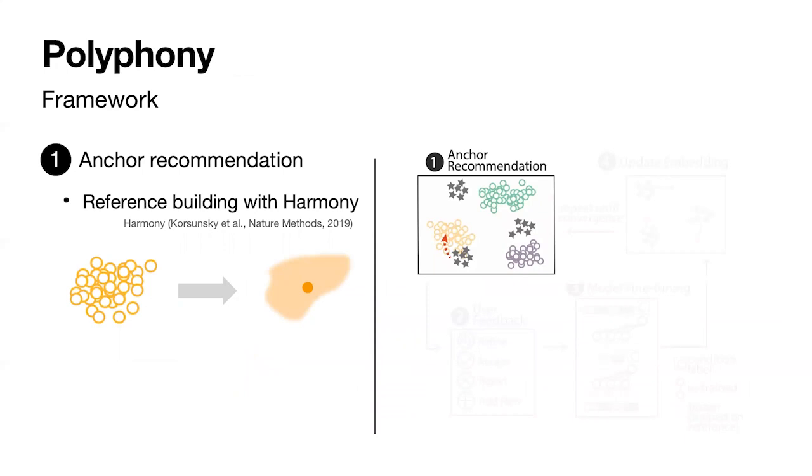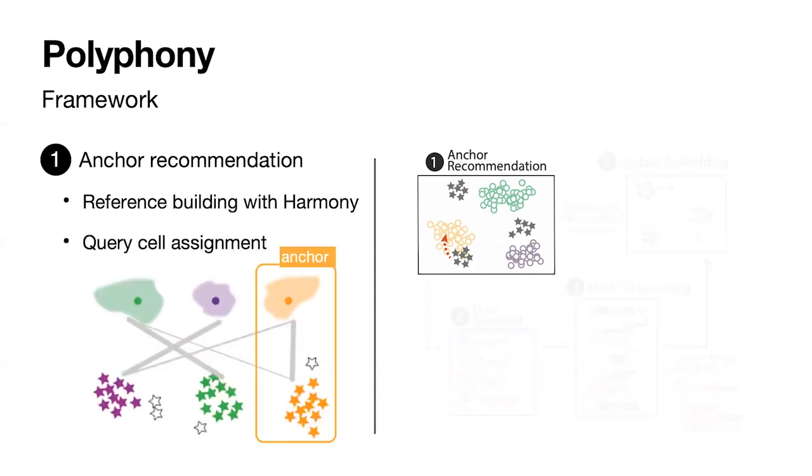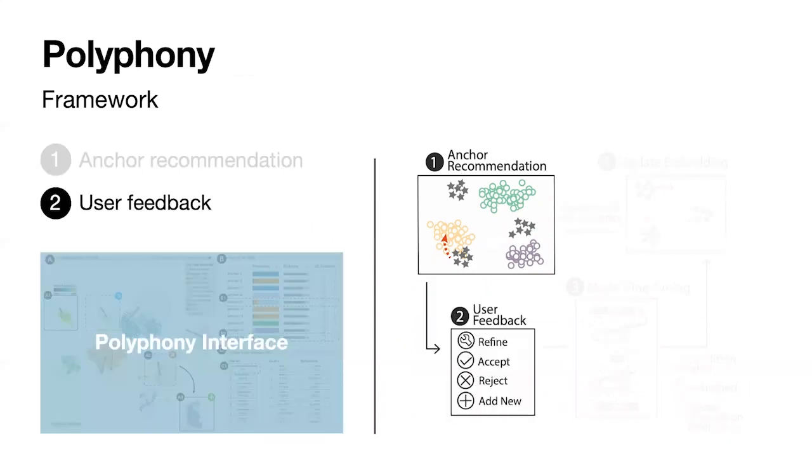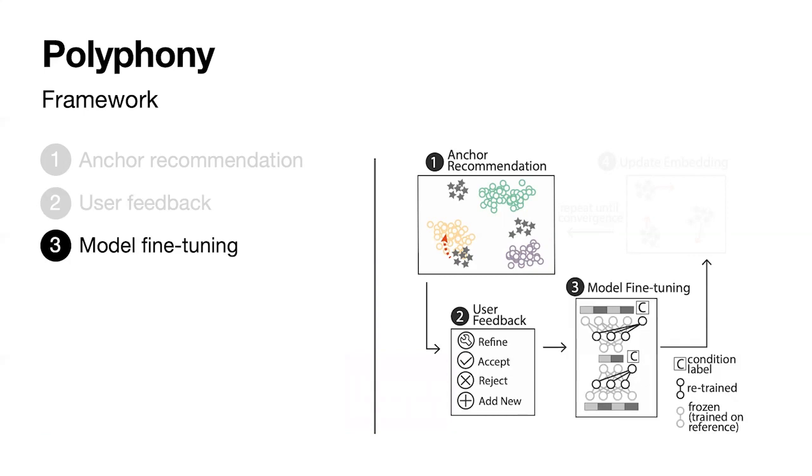In the first step, the system recommends anchors to users by building reference clusters, and then assigning the most plausible query cells to those reference clusters. In the second step, users provide feedback to the model about the recommended anchors by using the Polyphony interface. Users can refine an anchor by editing the set of query cells assigned to the corresponding reference set. They can confirm an anchor, or they can reject an anchor. Users can also add new anchors by selecting a set of query cells.